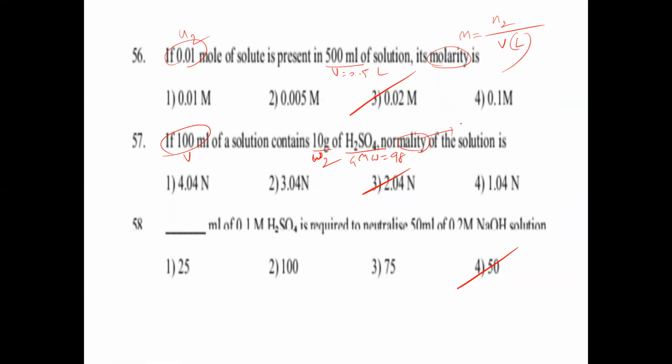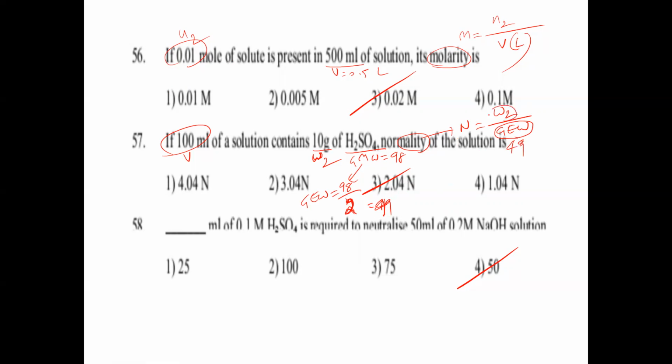So normality formula: normality is equal to weight of solute by gram equivalent weight of solute. Here gram equivalent weight, how much for this? Gram equivalent weight formula: gram molecular weight by n factor. N factor for H2SO4 is 2. So 98 by 2 is equal to 49. Gram equivalent weight for H2SO4 is 49. So therefore this gram equivalent weight is 49.